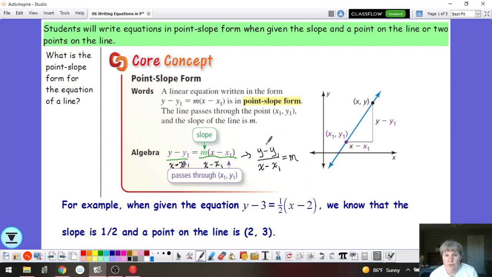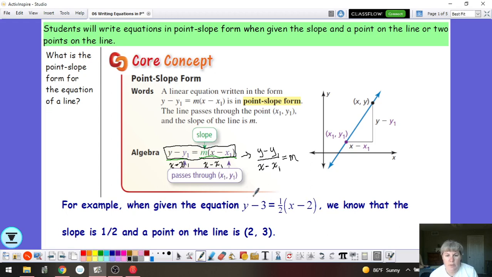Hopefully this looks familiar to you because we get the point-slope form from the equation for slope. Slope is y2 minus y1 over x2 minus x1. Well, in point-slope form, we're only working with one point, so that's why we just have y and x instead of y2 and x2. So y minus y1 equals m times x minus x1 is our point-slope form. So our line is passing through the point x1, y1, and has the slope m.